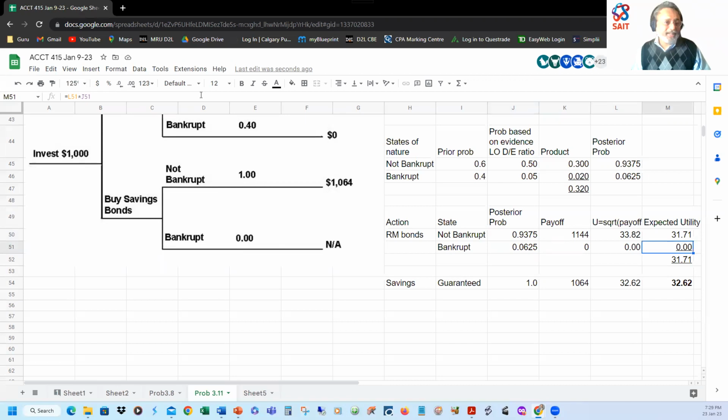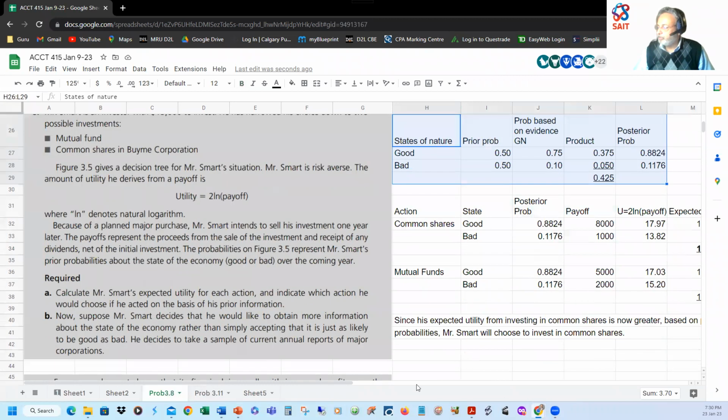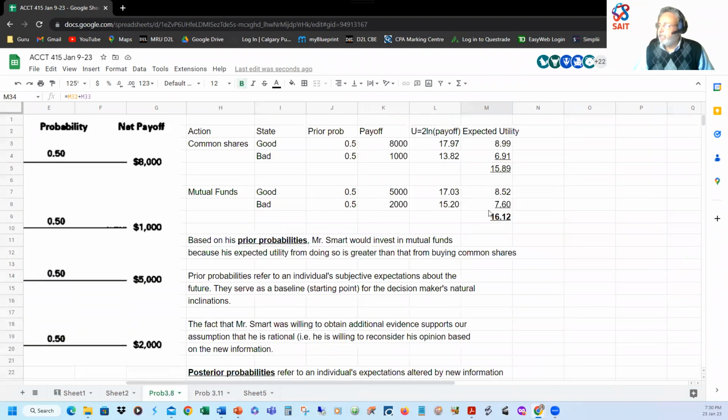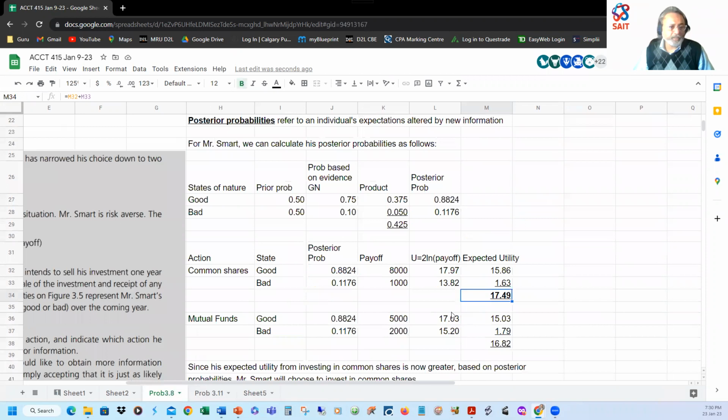And you know what? In spite of such a big jump up, the expected utility from investing in Risky Mining bonds is still not enough. Still not enough to bump out the GIC. Marie will still go with the savings bonds because we expected it to be higher. Now, this differs from our earlier example where we got Mr. Smart to change his decision, right? Mr. Smart changed his decision from investing in mutual funds to investing in common shares.